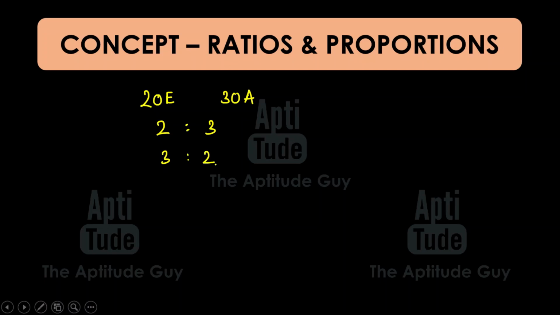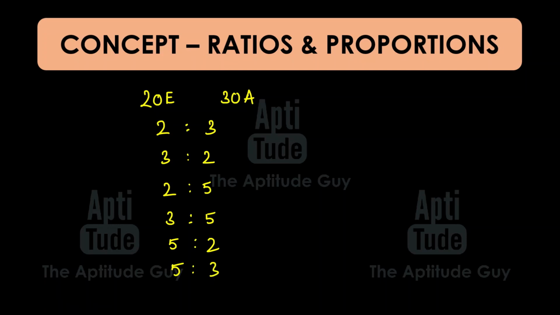Now you may think we are done, but we are not. What if they ask you the ratio between eclairs and the whole thing? Then the answer would be 2 is to 5 because the whole thing is 50. And what if they ask you the ratio between Alpenliebe and the whole thing? Then the answer would be 3 is to 5. What if they ask you the ratio between the whole thing and eclairs? Then the answer would be 5 is to 2. And between the whole thing and Alpenliebe? Then the answer would be 5 is to 3.